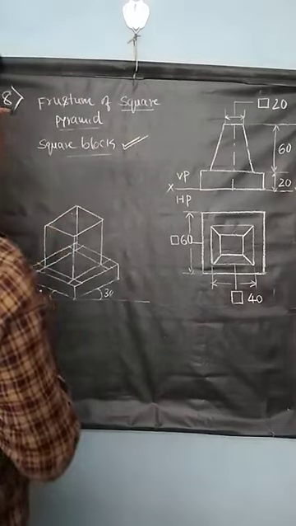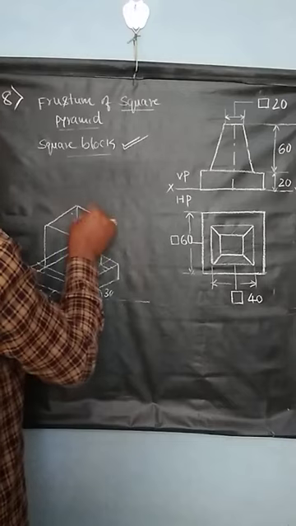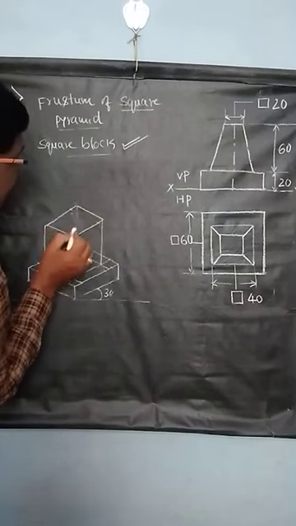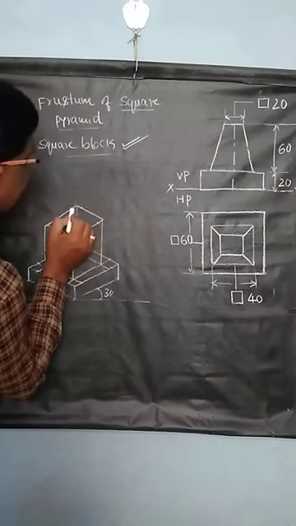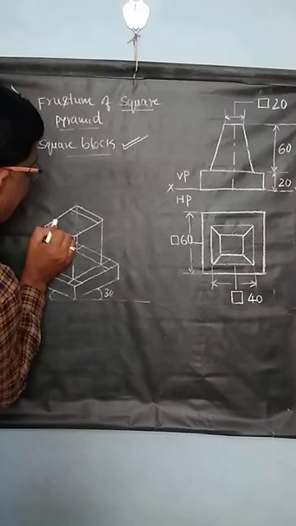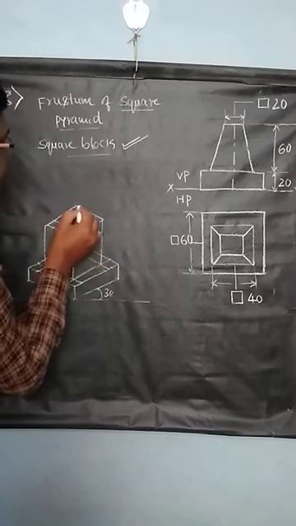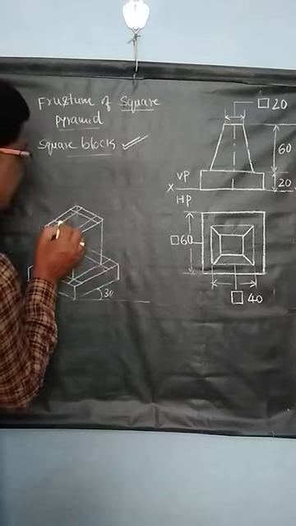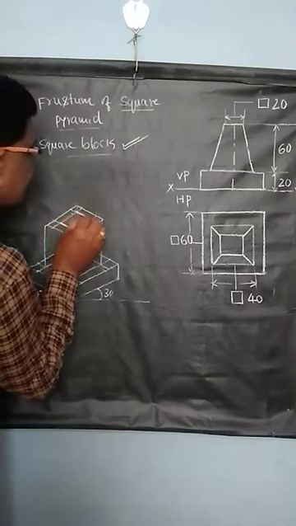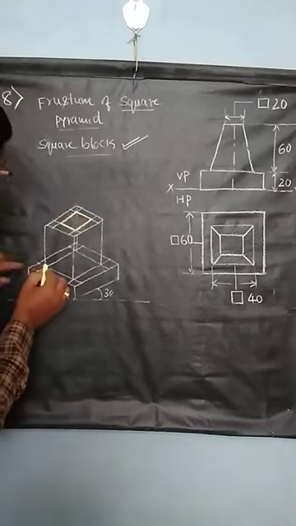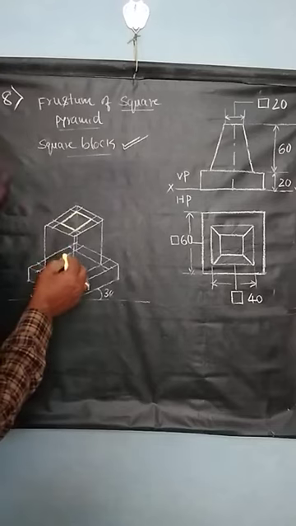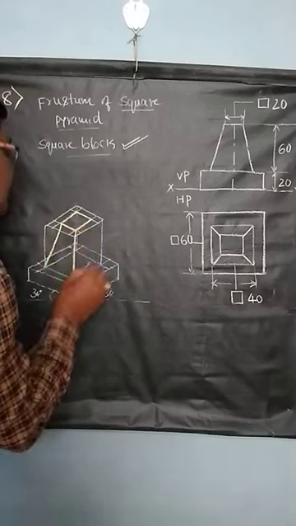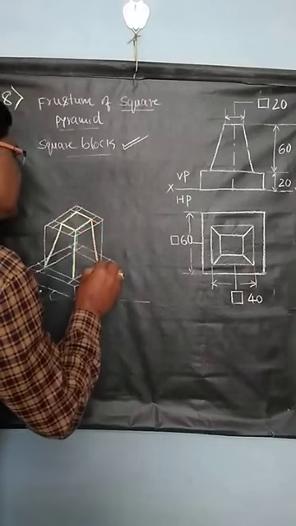Next, inside this top square surface, you draw a small square of size 20 mm. This is 40, so to get 20 mm, here also deduct 10 mm from all the corner points. Like this. Similarly, from this point. So that you will get a square of size 20 here at the top surface, like this. Next, you join the corner points to get the frustum of the square pyramid, like this. This point is connected to this point.